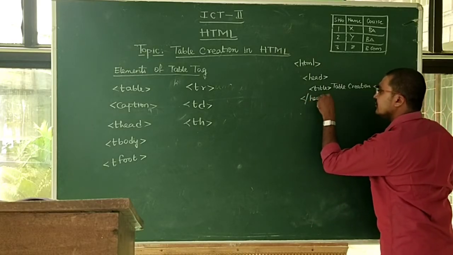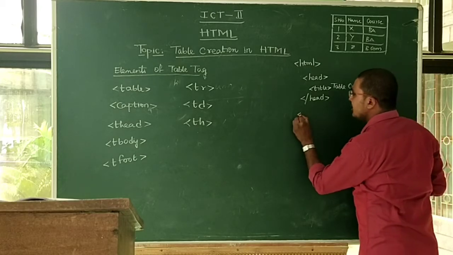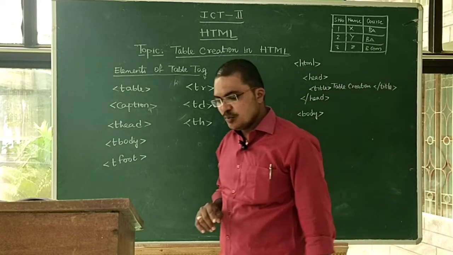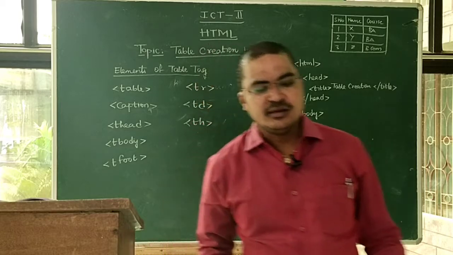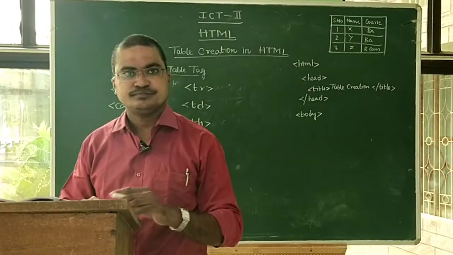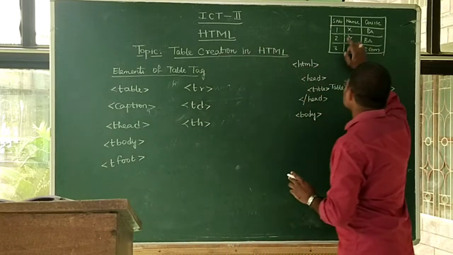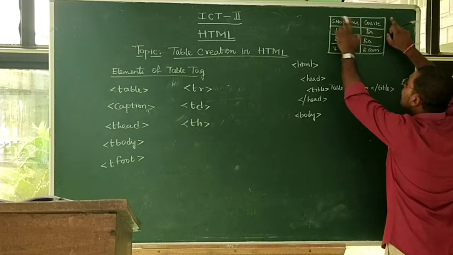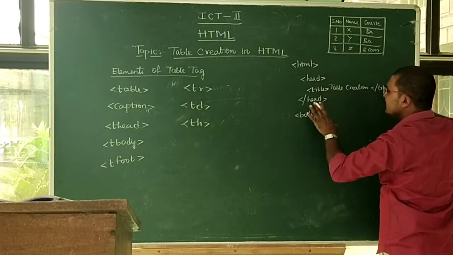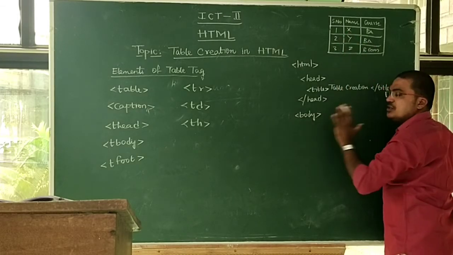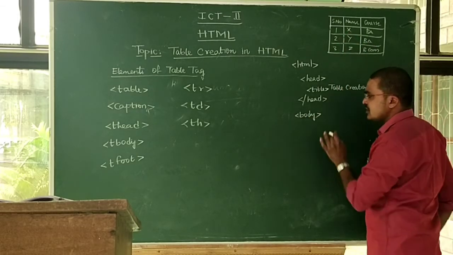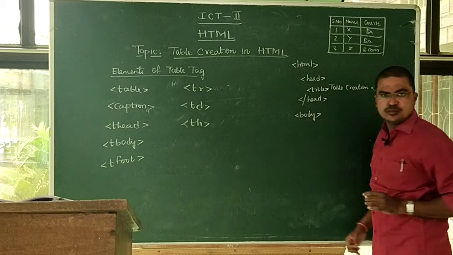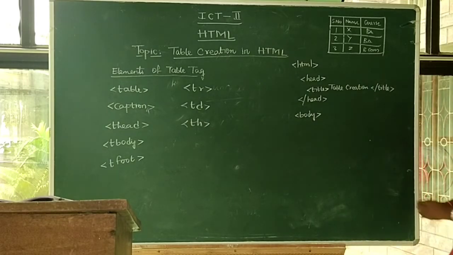Now the head section is complete, so I will close the head. What about the body? Body is ready. If you write anything in the body, what happens? This table appears in the body of the browser. So if you want anything to appear in the body of the browser, the content should be implemented in the body section. That's why I have to use the body tag. Once the body tag is open, I want to make this table directly in the browser.